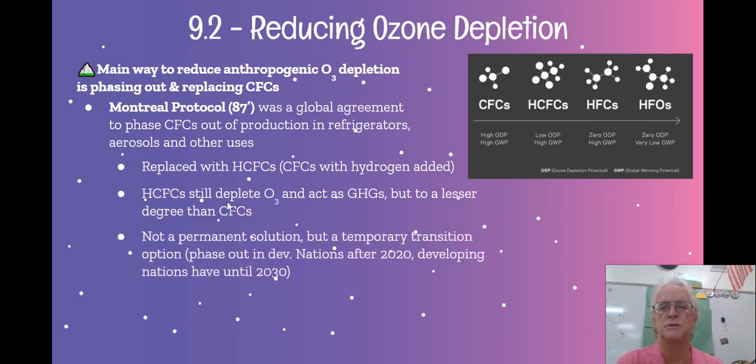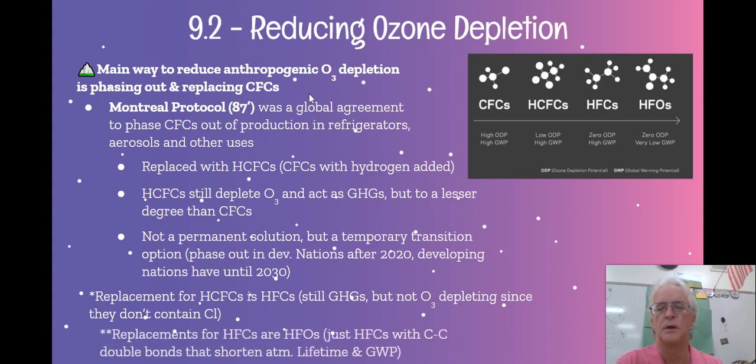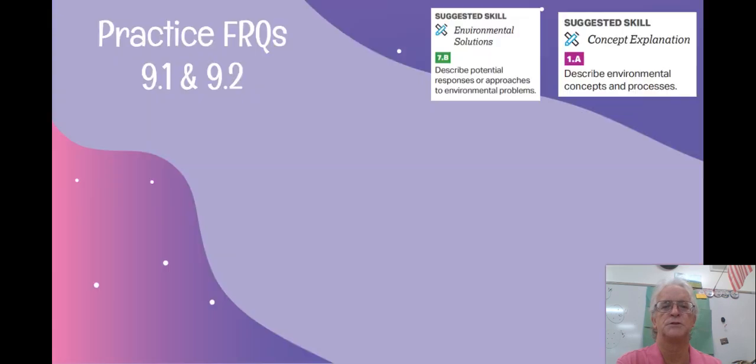HCFCs are not a permanent solution, but a temporary transition option. We want to phase them out in developed countries after 2020, and developing nations after 2030. The replacement for HCFCs is HFCs, which are still a greenhouse gas, but don't deplete the ozone. The replacement for HFCs are HFOs. They're HFCs with carbon-carbon double bonds, with shorter atmospheric lifetime and lower greenhouse gas potential.